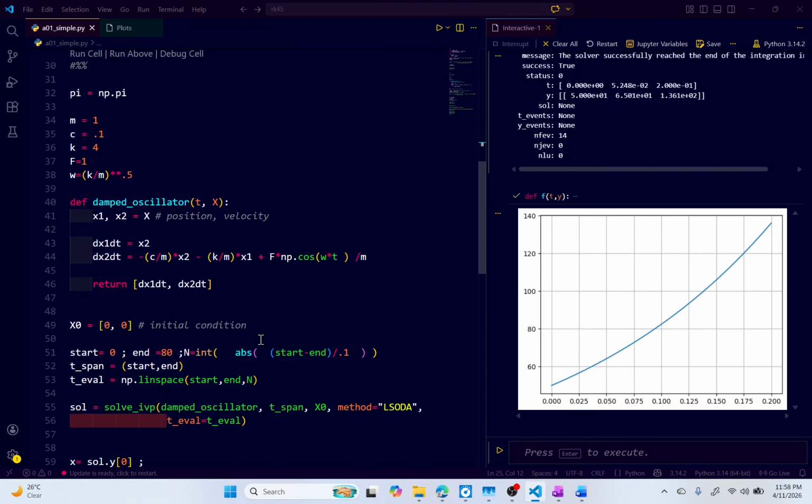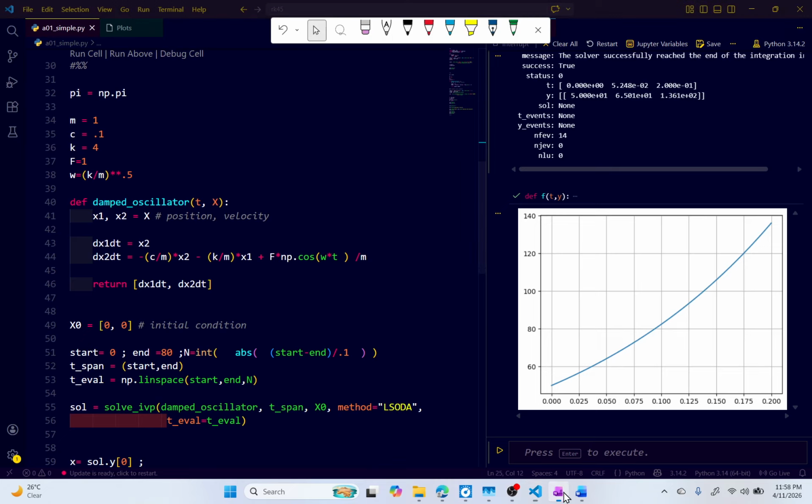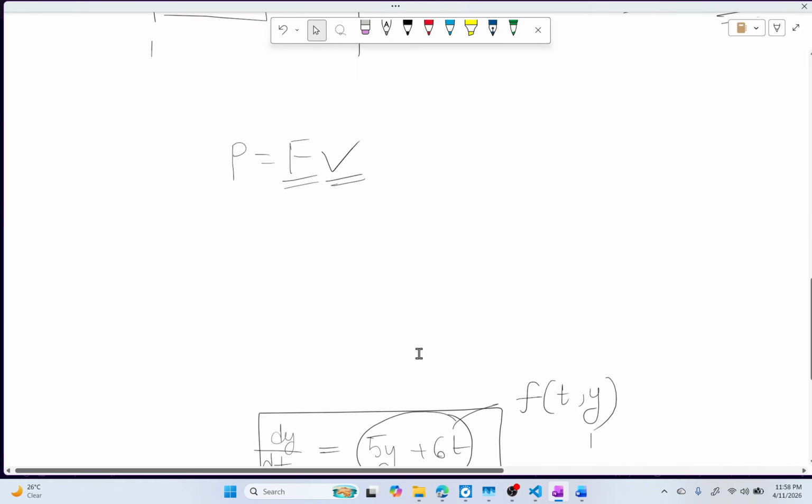Okay, now let's work with the second order equation. Basically your second order equation looks like this. It is a simple harmonic motion with damping.